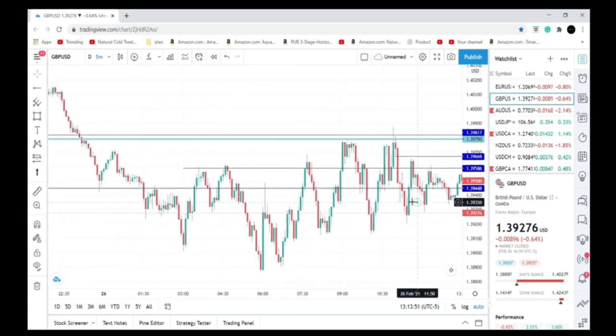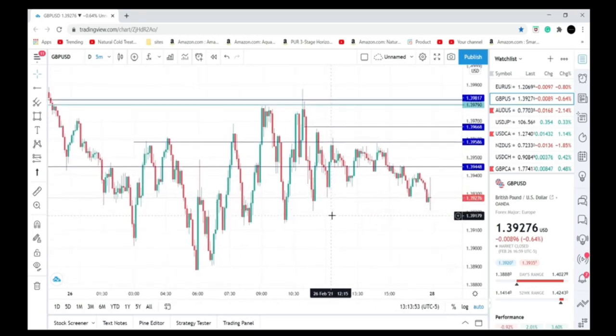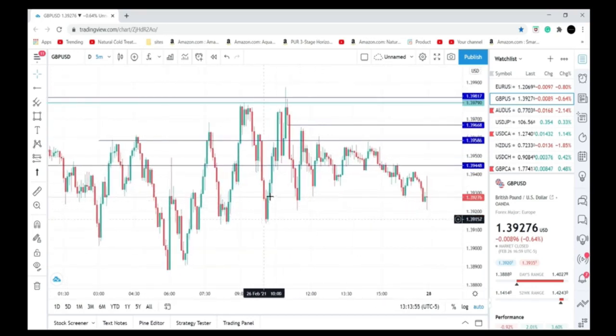Now, my target was this low right here. It almost came to the low, and it popped back up. It almost stopped me out for break even, but it came back down, and I got out because it was getting too late. It was Friday. It was getting too late. I don't like to hold trades overnight. That's not my thing. So I got out.